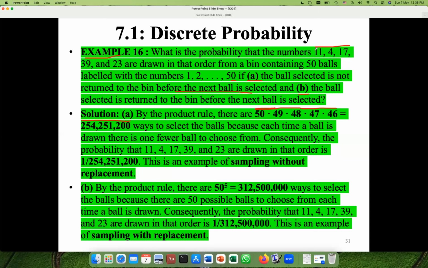So this order matters. You have to take out these balls in this order: 11 first, 4 after, 17, and then 39 and 23. If the order is disturbed, then it is not required. Put them back.